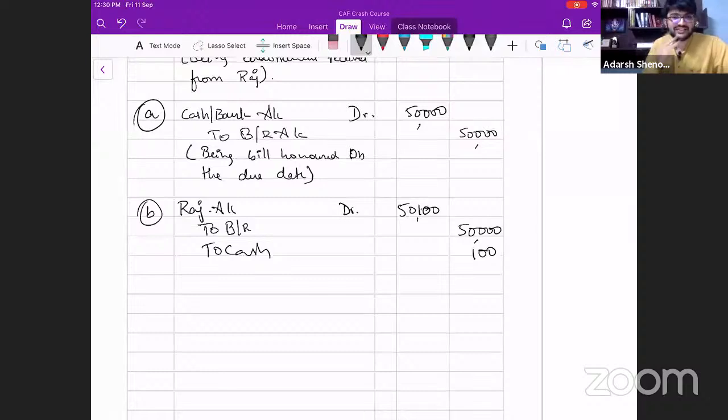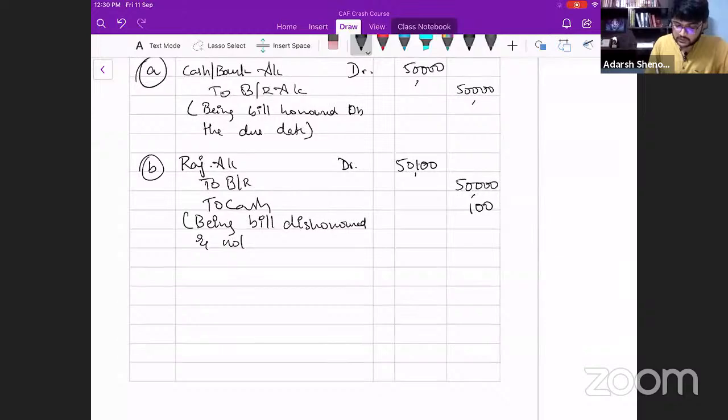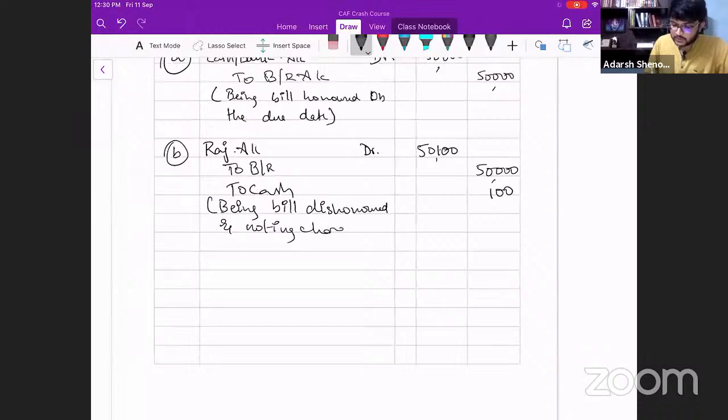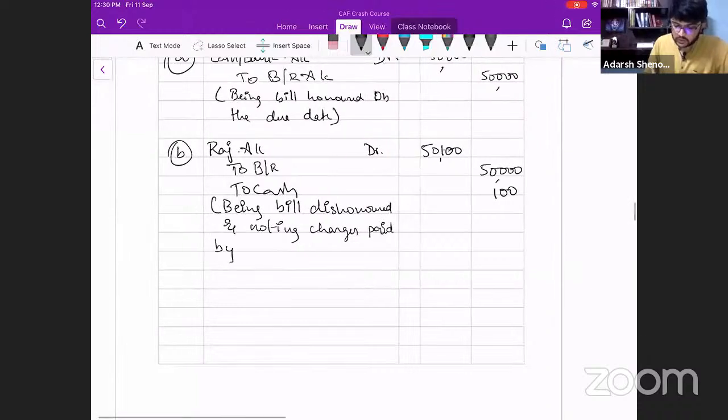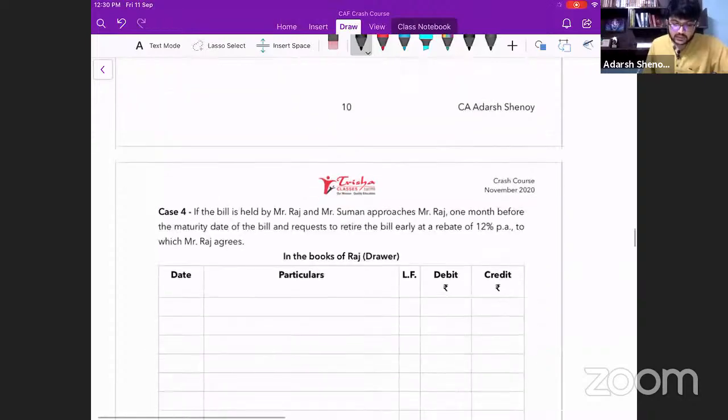Are you all comfortable with this? So this is a bill dishonored and noting charges paid by us. We are the endorsees. We are paying the noting charges, but it is not our expense, we are just paying it right now, which we are going to recover from the person who gave us the bill. Can I go to the next case? So we are done with case 3.